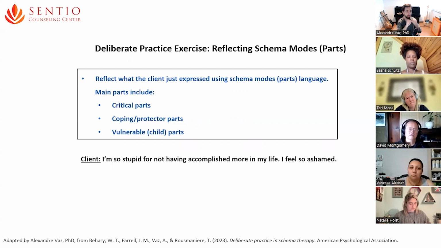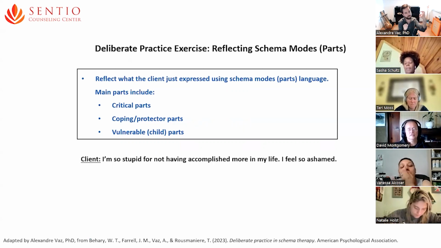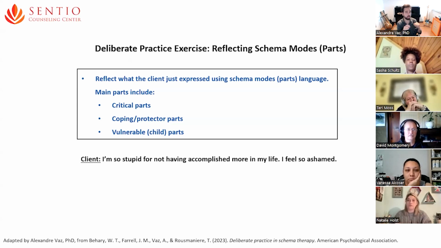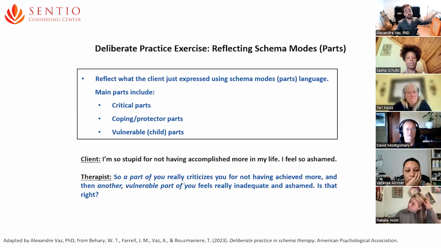So you want to insert the language: there are two parts here. There's a part that feels really critical, a part that's telling you you're stupid. And then there's another part that feels really ashamed. What is helpful is to be very clear that there are two different parts there, so that you can work with them independently. So for example, a part of you really criticizes you for not having achieved more, and then another vulnerable part feels really inadequate and ashamed.